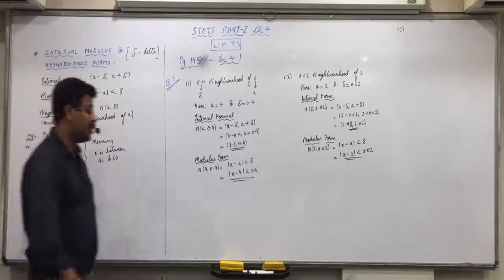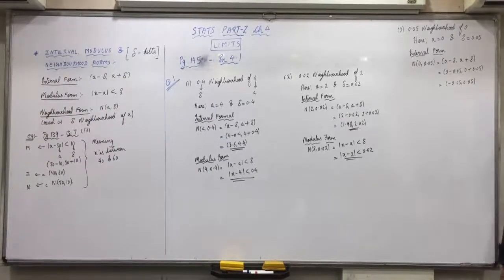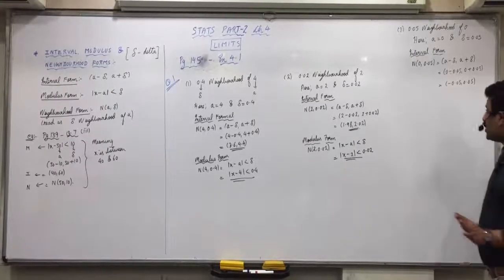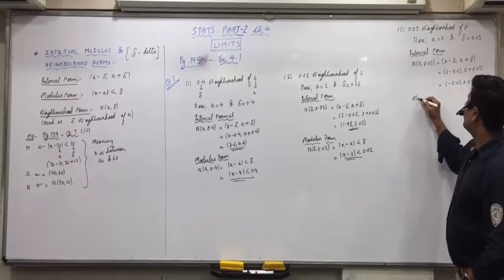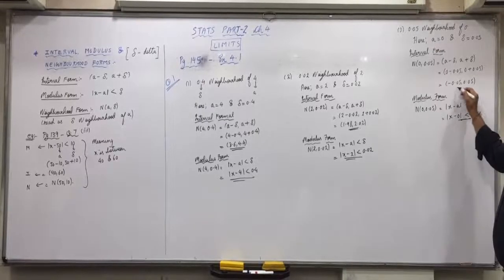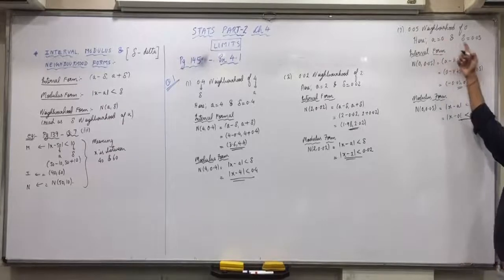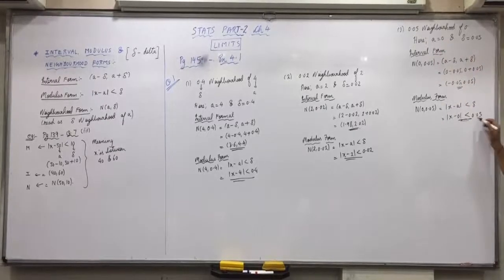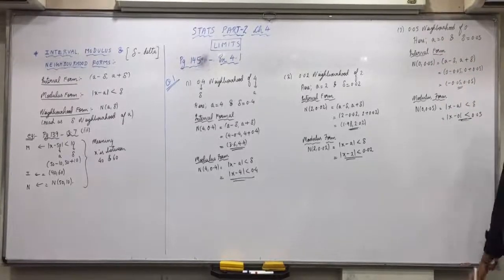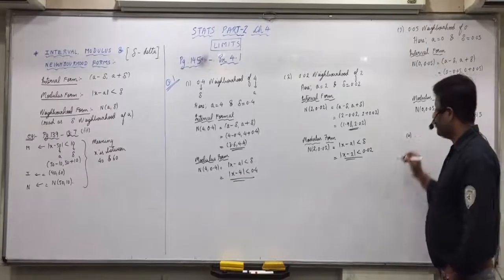0.05 neighborhood of 0. So minus 0.05 to 0.05. The meaning of all three is understood only from the interval form: between minus 0.05 and 0.05 all the numbers are included, these two endpoints are not included. Now modulus form. Modulus x minus a, here a is 0, less than delta, which is 0.05. So everyone is clear with this? And the last one.